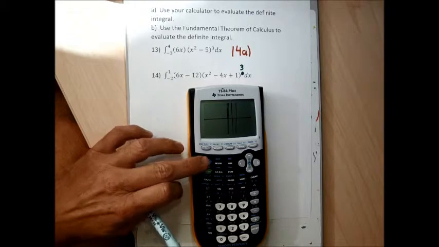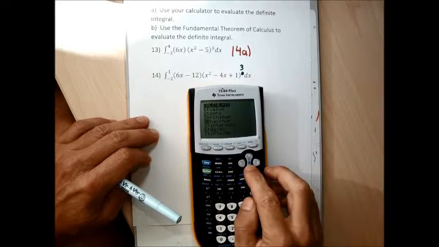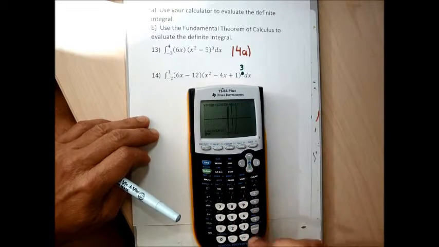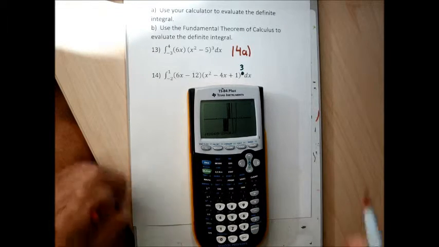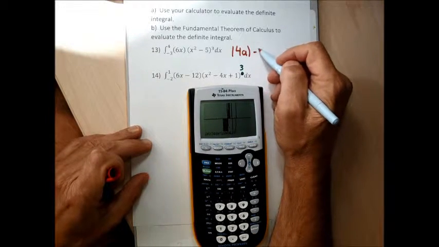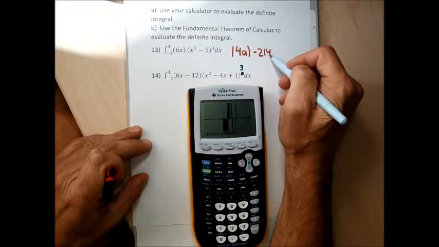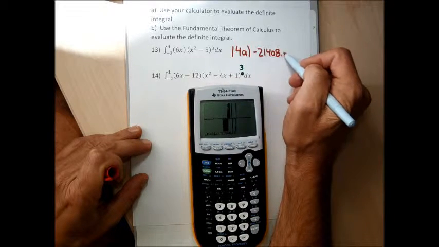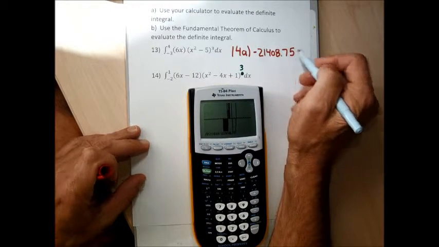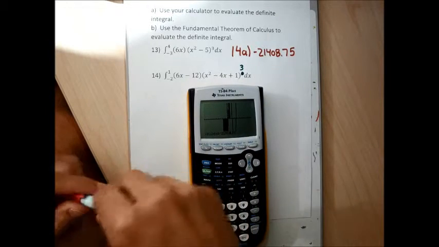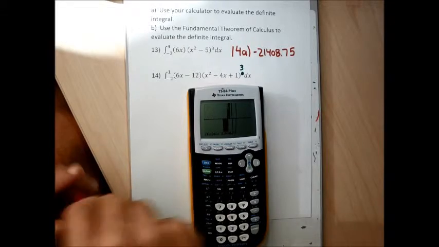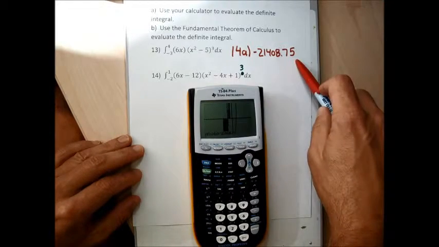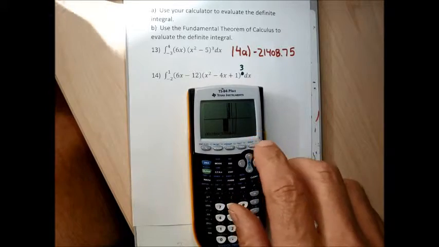Now I'm going to go second calc, go down to option 7 dy dx. The lower limit, just like in problem 12, is negative 2. The upper limit is positive 1. And this is a huge number, negative 21,408.75. That's not that grungy of a decimal. I still prefer fractions to decimals. When I do this by hand, when I'm doing part B of 14, I'm going to get something that's equivalent to that, that's going to be a fraction.